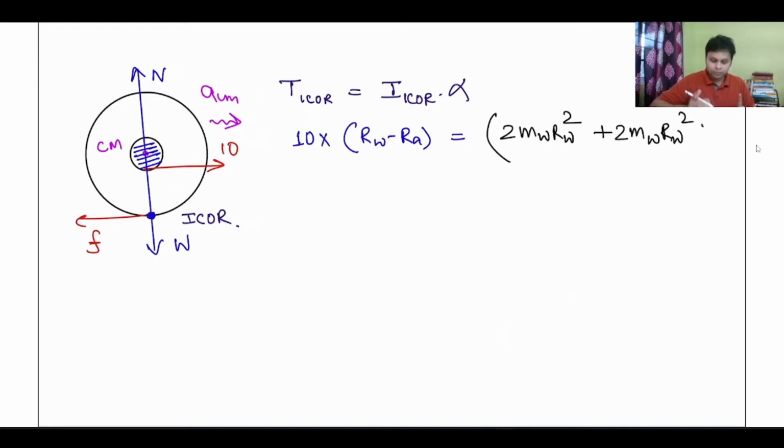Now, why is it asked to be neglected? Because the diameter of the axle is small compared to the diameter of the wheel. So if you are considering the moment of inertia about the center of mass, definitely you can neglect it. But if you're not considering this about the center of mass, so I will take this about ICOR, then you will not be able to neglect this moment of inertia.